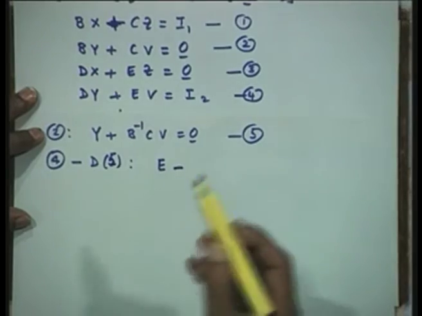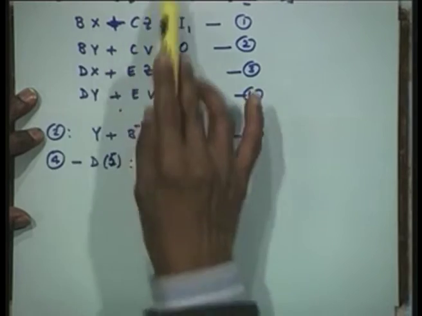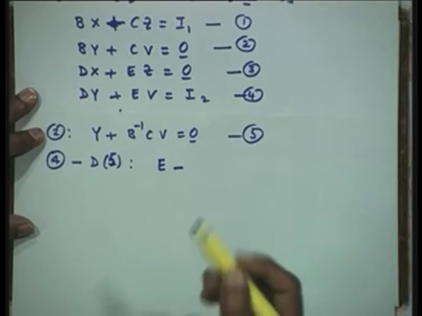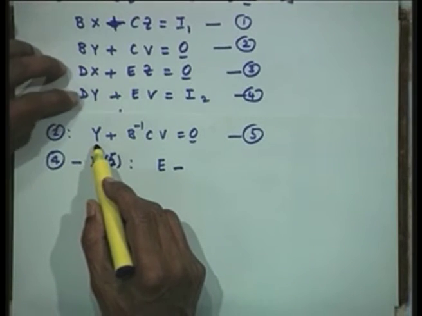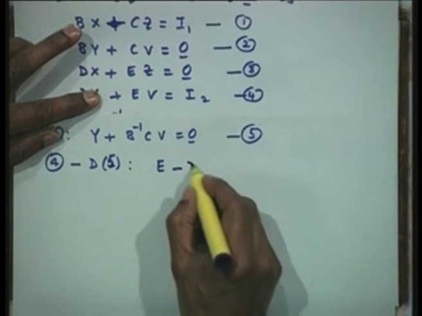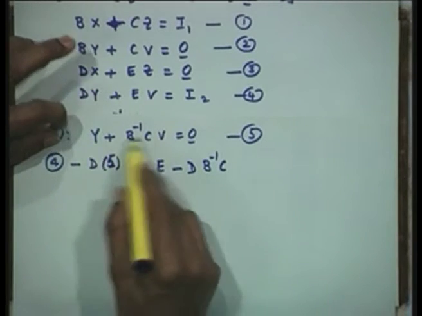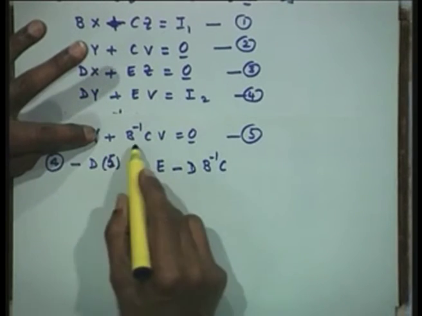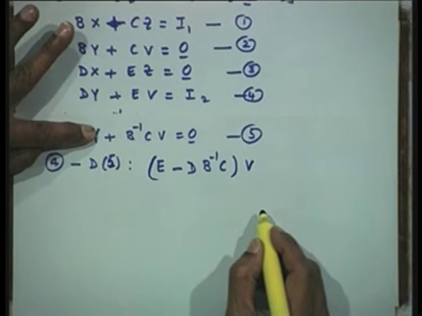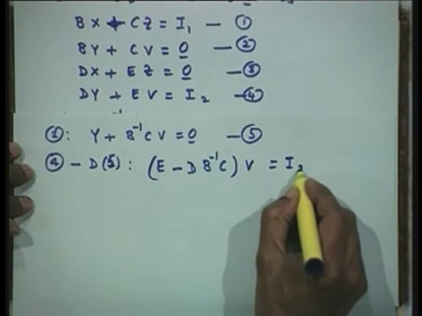E minus, it is correct, we have written it correct: Bx Cz, By Cv, dx Ez, dy Ev. Now we are multiplying this by d, therefore this dy is gone. I will have E minus dB inverse C, I multiplied this by d, pre-multiplied. So this is gone, so dB inverse C into V, and this is equal to I2.